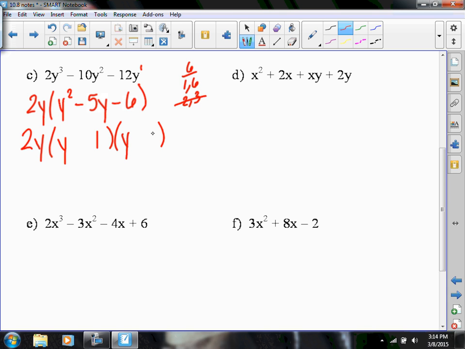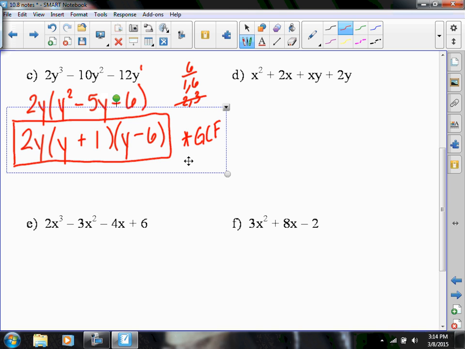So I'm going to use the 6 and the 1. And I'm going to make the 6 negative and the 1 positive. That way my terms add to the negative 5 and multiply to the negative 6. And then I'm done factoring. So there I had to take out a GCF, and then I had to do guess and check.